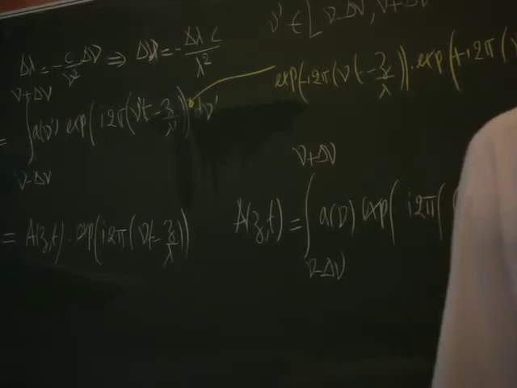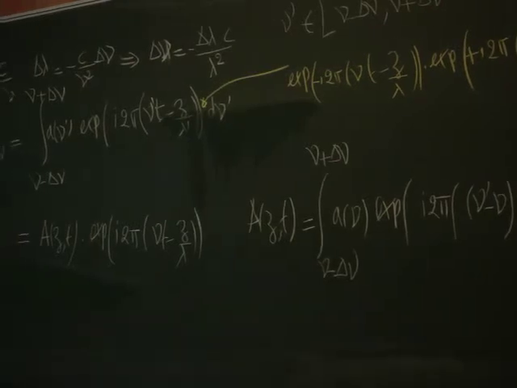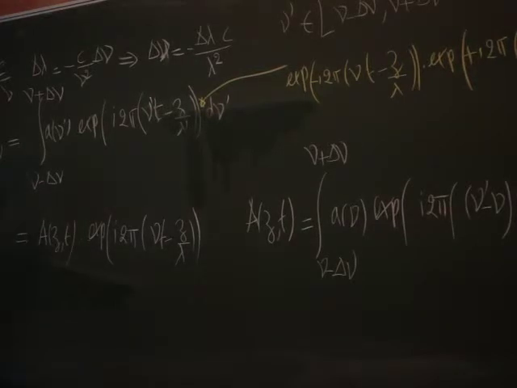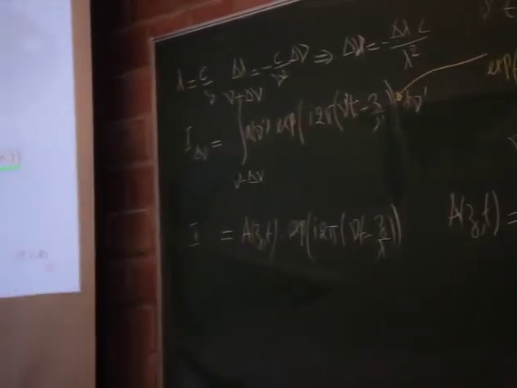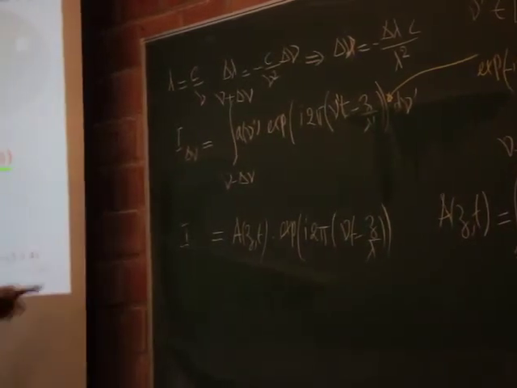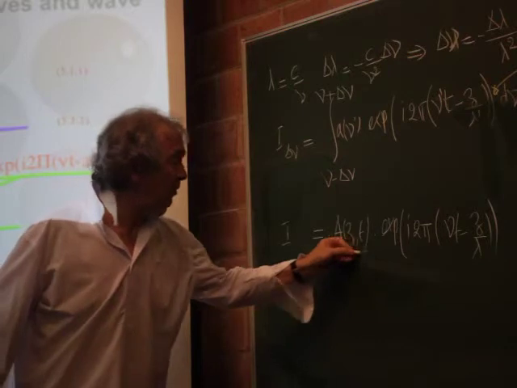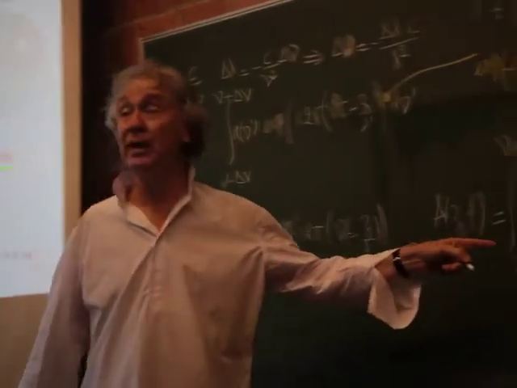Do you agree with that? What I'm trying to demonstrate here is that when you let different wave trains, of different frequencies but within a small interval, interfere with each other, it still behaves like a monochromatic wave, but with an amplitude that will be modulated.